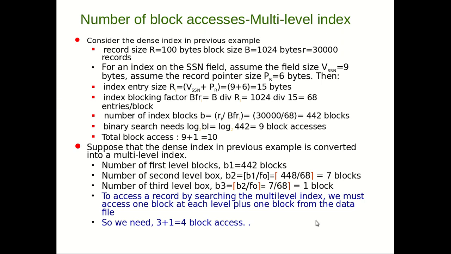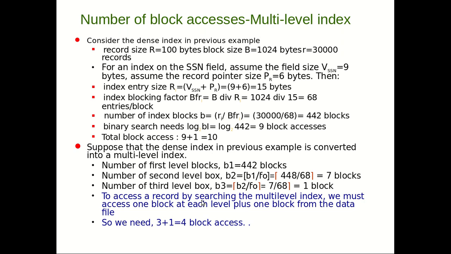For the next level, the first level index has 442 blocks. The next level index, or index for the index, will have 7 blocks, and the 7 blocks need one more level, that is 7 divided by 68, which is one more block. Therefore a third level index is required. Third level index has 1 block, second level index has 7 blocks, and the first level index has 442 blocks. This is the index.